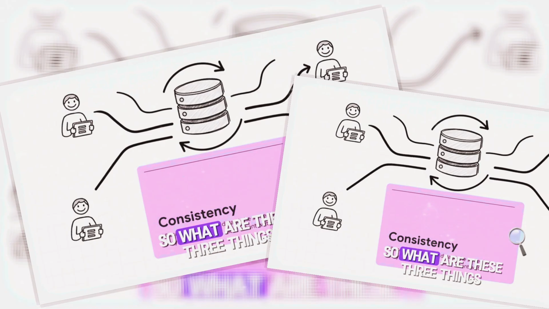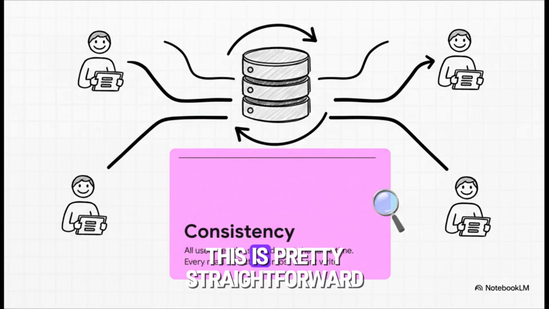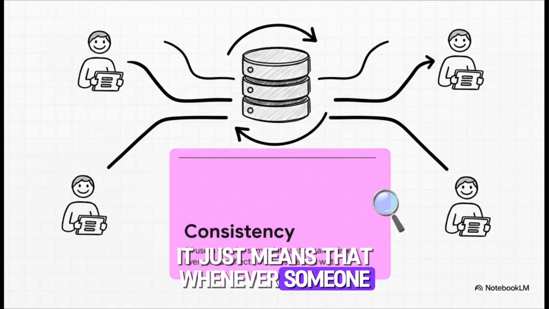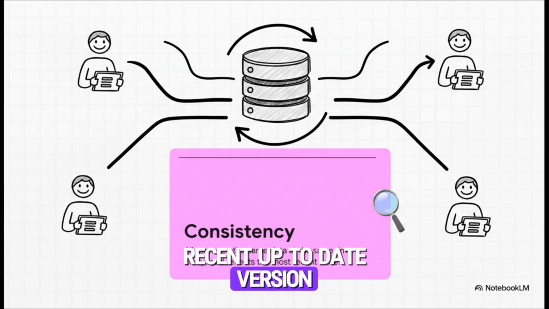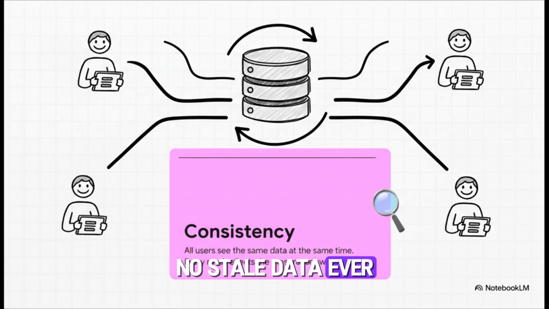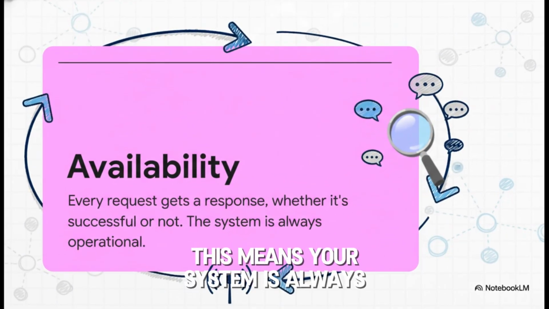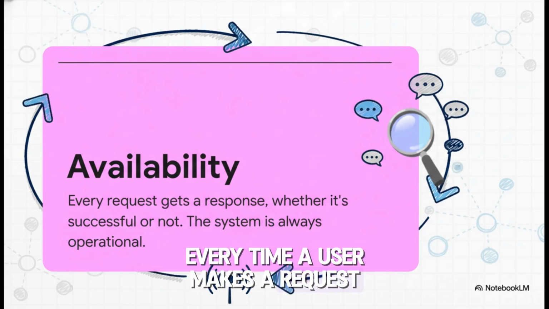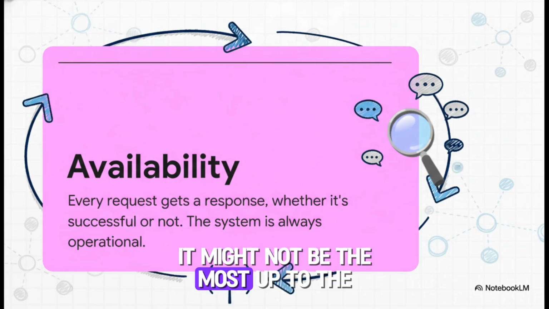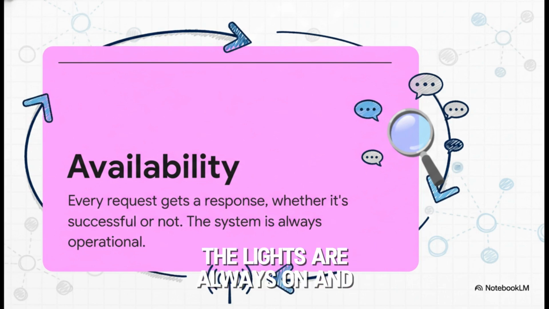So what are these three things? First up, we've got consistency. This is pretty straightforward. It just means that whenever someone reads data from your system, they get the absolute most recent, up-to-date version. No stale data, ever. Everyone sees the same thing at the same time. Next is availability. This means your system is always online and ready to respond. Every time a user makes a request, they get a response. It might not be the most up-to-the-millisecond data, but they won't get an error message. The lights are always on.